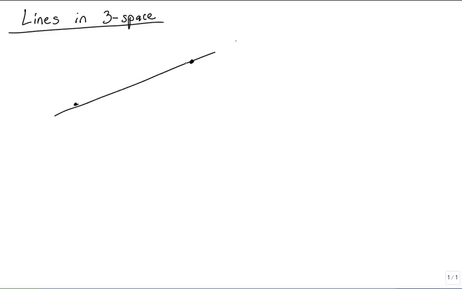Okay, now let's look at how to find the equation of a line in 3 space. Let's take 2 points. Remember, 2 points determine a line, and this can be in 3-dimensional space. Let's let that be A, x1, y1, z1, and let that be B. And let P be any point on the line, so we'll just call it x, y, z. So P is not fixed, but A and B are fixed.